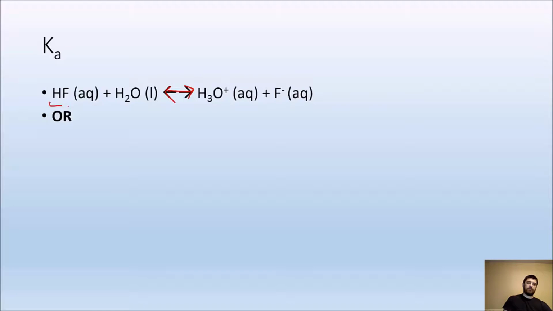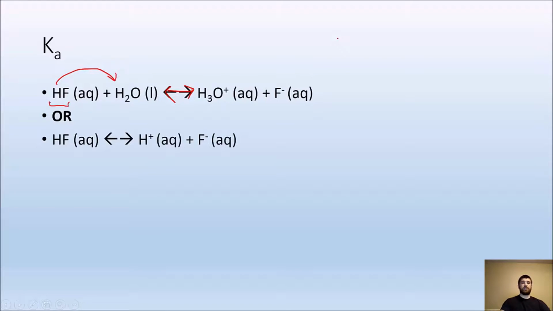If HF is our example for a weak acid, it will dissociate partly by taking one of those H's and sending it over to the water, giving us H3O plus and F minus. So another way to write it is just showing the HF breaking up into H plus and F minus, right? So the Ka for that is going to be equivalent to the concentration of H plus times concentration of our anion divided by the original concentration of our weak acid.